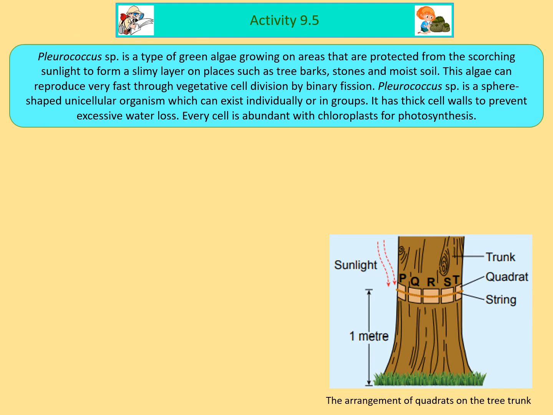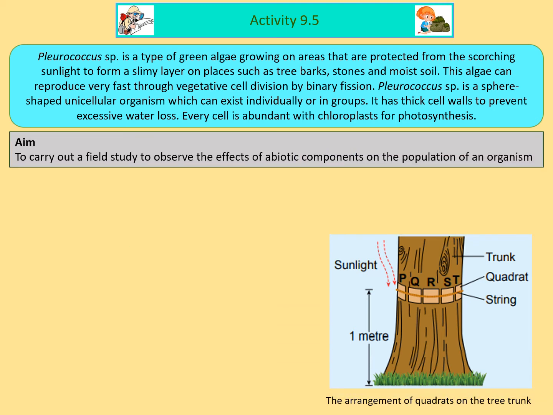Activity 9.5. Pleurococcus is a type of green algae growing on areas that are protected from the scorching sunlight to form a slimy layer on places such as tree barks, stone, and moist soil. This algae can reproduce very fast through vegetative cell division by binary fission. Pleurococcus is a sphere-shaped unicellular organism which can exist individually or in a group. It has a thick cell wall to prevent excessive water loss. Every cell is abundant with chloroplasts for photosynthesis.